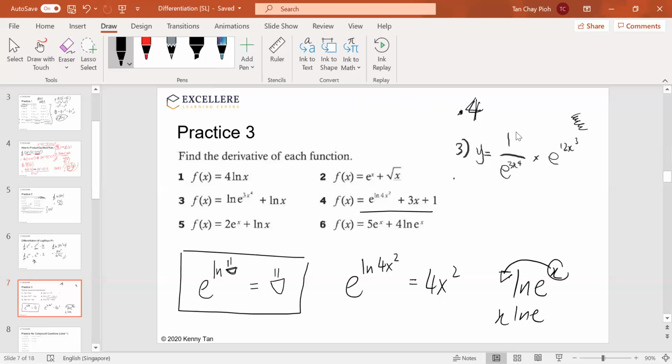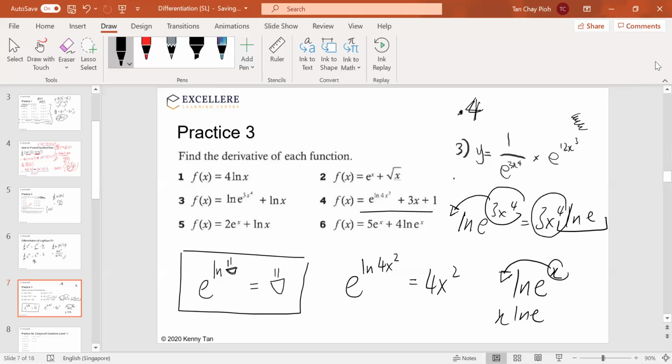Is it like that? No. Just now I told you. ln of e^(3x) to the power of 4. What should you do? This thing you bring down, right? So you get 3x to the power of 4 ln e. And what is ln e? 1. So you're left with 3x to the power of 4. Okay. Let me try it.